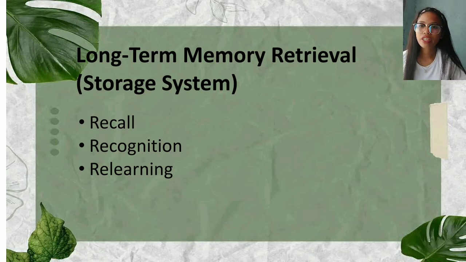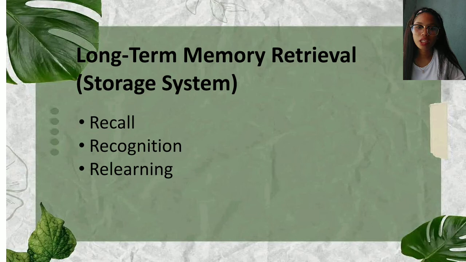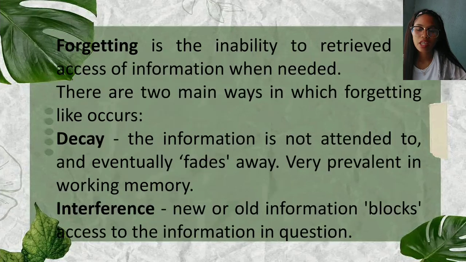The third form of retrieval is relearning, and it's just what it sounds like. It involves learning information that you previously learned. As we just learned, our brain must do some work to encode information and move it into short-term and ultimately long-term memory. If one doesn't work to encode and store information, it will likely be forgotten. What is forgetting? Forgetting is the inability to retrieve or access information when needed.